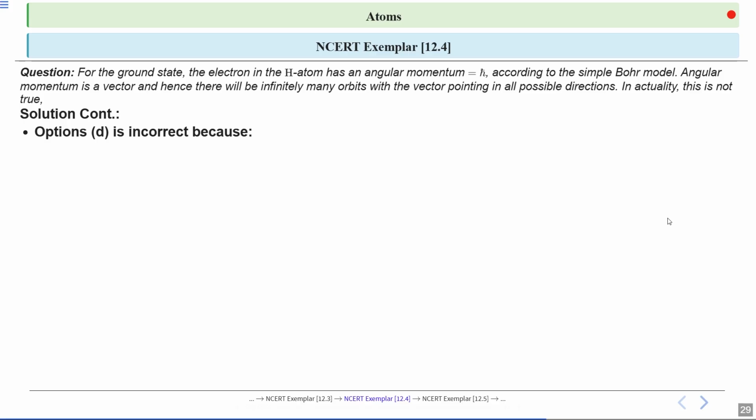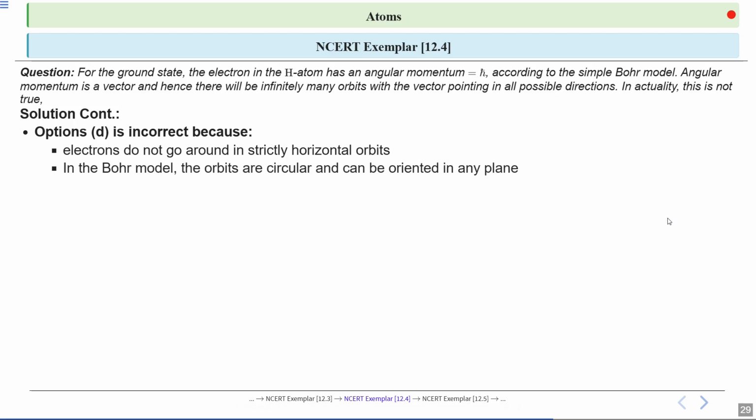Let's focus on why option D is incorrect. First, electrons do not move in strictly horizontal orbits. In the Bohr model, we might imagine flat circular paths, but in real atoms, the electron's position isn't fixed to a particular plane. Next, in the Bohr model, the orbits are circular and can be oriented in any plane. That means if we stick to the Bohr picture of the model, the electron's path could lie in any direction, not just horizontal.